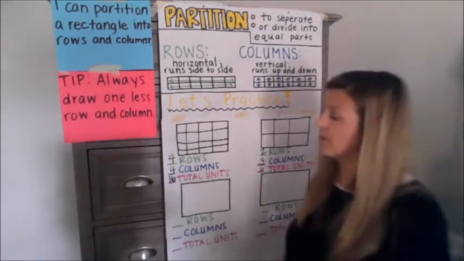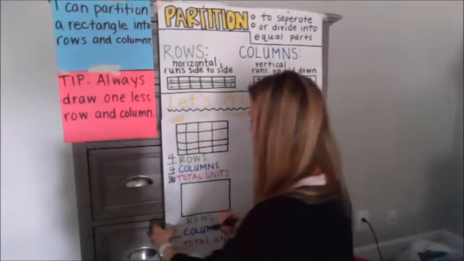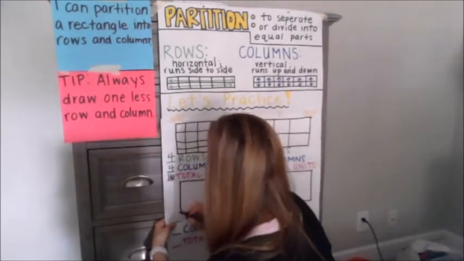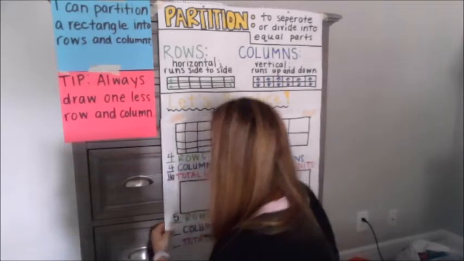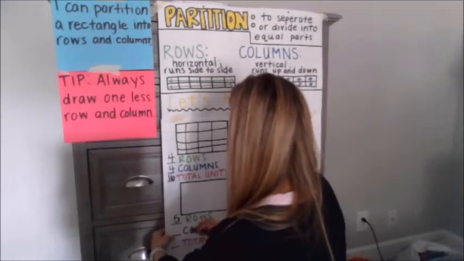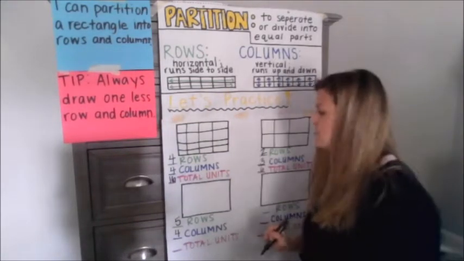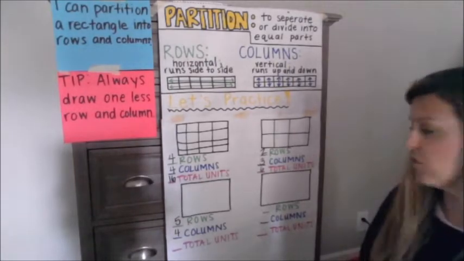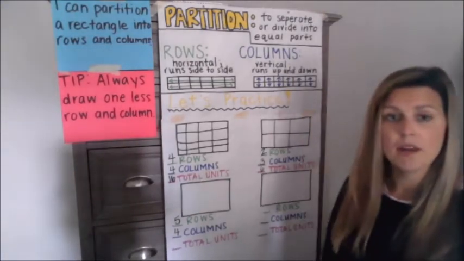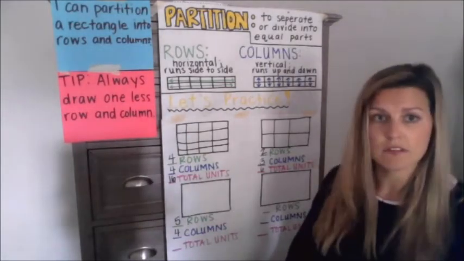All right, moving on. We have 2 more to do together. Down here, let's do 5 rows and 4 columns. Go ahead, pause the video, and do 5 rows and 4 columns.